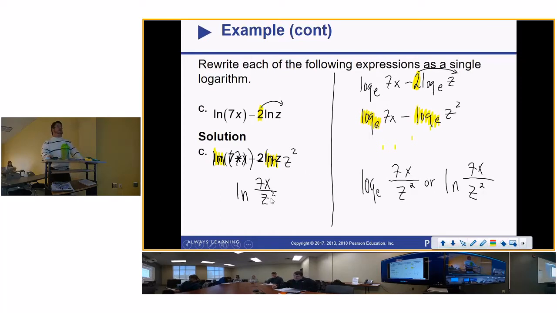Is it mathematically wrong to write log base e? No. But what's easier to write, log base e or natural log? Natural. So that is in simplified form. So that's the argument that a teacher would use if you write it log base e. The reason I'm doing log base e is so you will be used to seeing both of them. Okay, thank you. All right, and that's the answer.